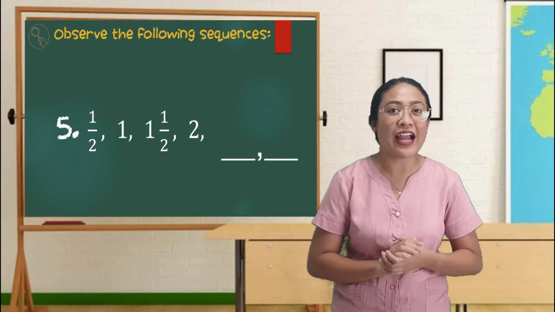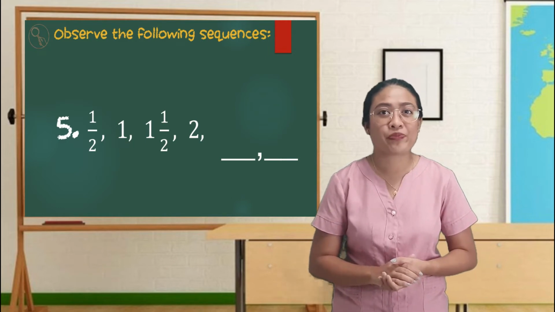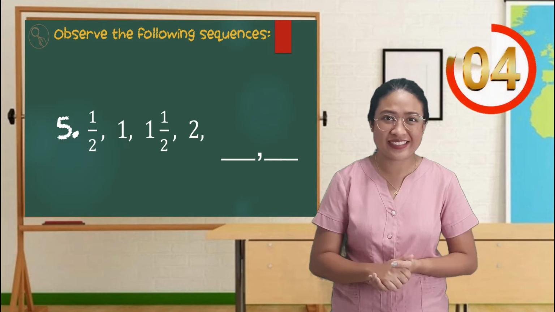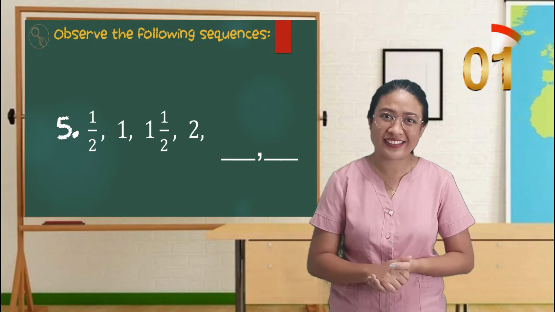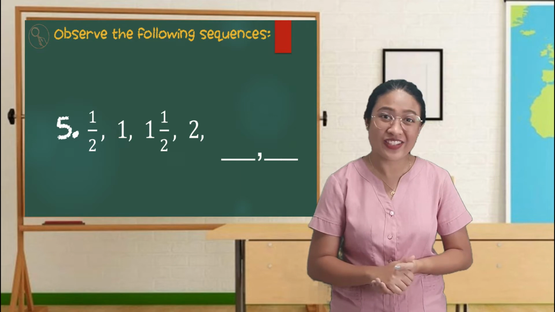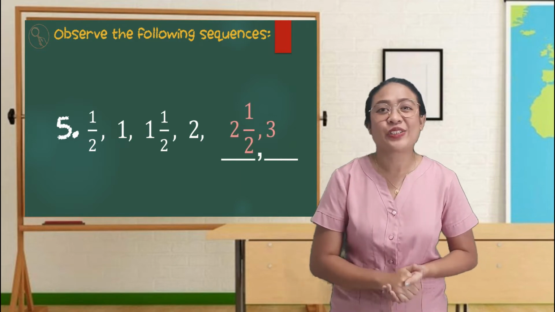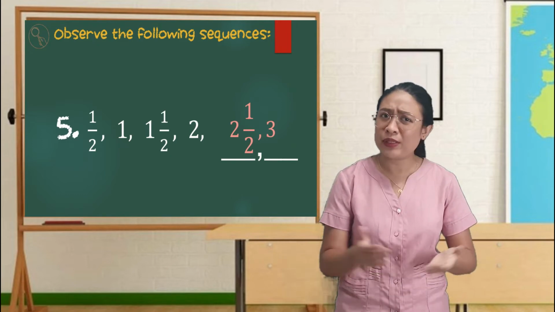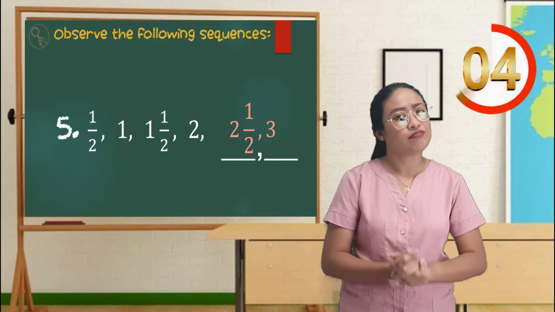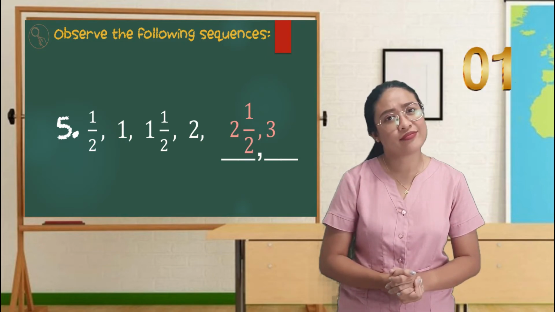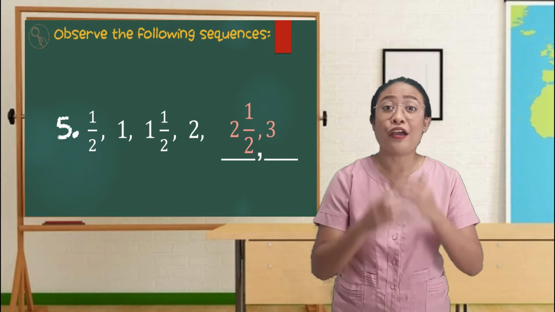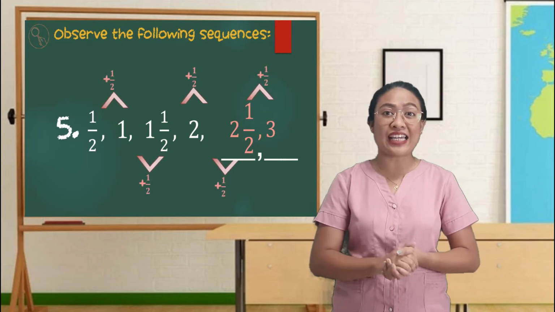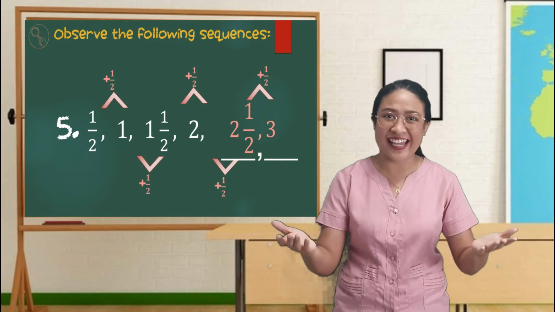And lastly, for item number 5, what are the last two terms? Very good! 2 and 1/2 and 3 are the missing terms. But why? Very good again! Because positive 1/2 is added to the preceding term to get the next term.